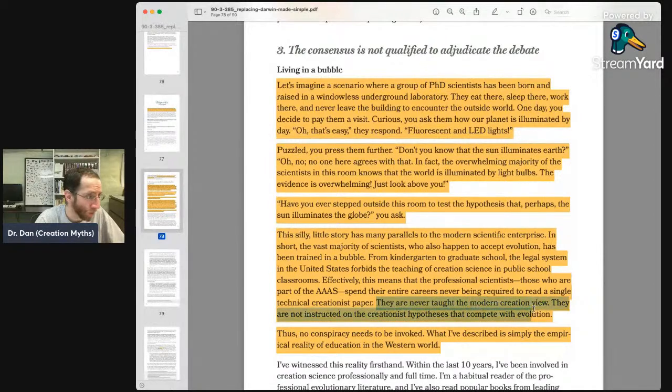They are never taught the modern creationist view. They are instructed in the creationist hypotheses that compete with evolution.